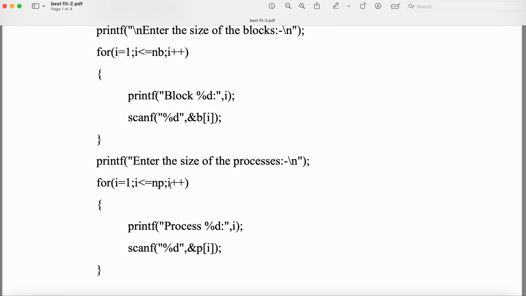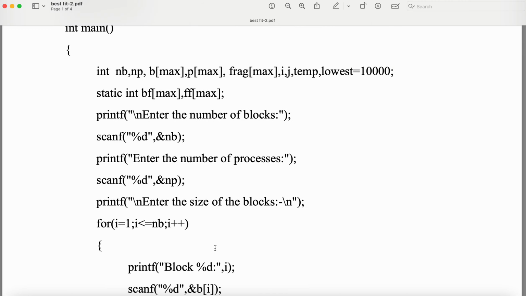So for i equal to 1, the total number of processes is NP, i less than or equal to NP, i plus plus. printf "process %d", i. So first we will get process 1, process 2, process 3, likewise. Then scanf("%d", &p[i]).